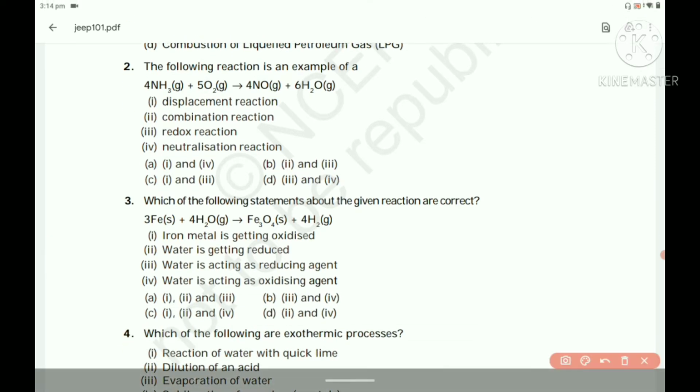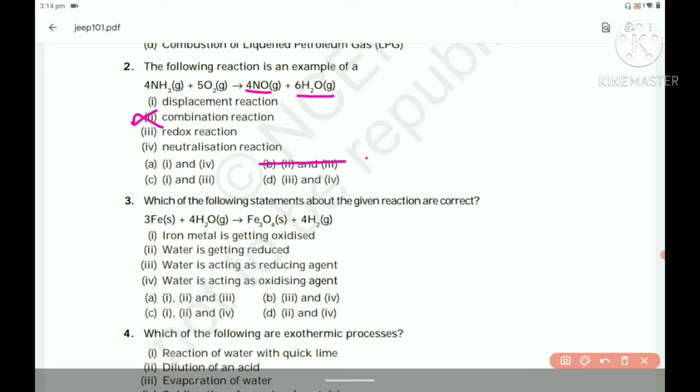The following reaction is an example of. So with this, we can firstly do elimination of options, right? So first, if you see the second option, is it a combination reaction? Combination reaction is when more than one reactant combines to form a single product. A single product. But here if you observe, you'll get two different products. So it is not a combination reaction. So, remove the option with 2.